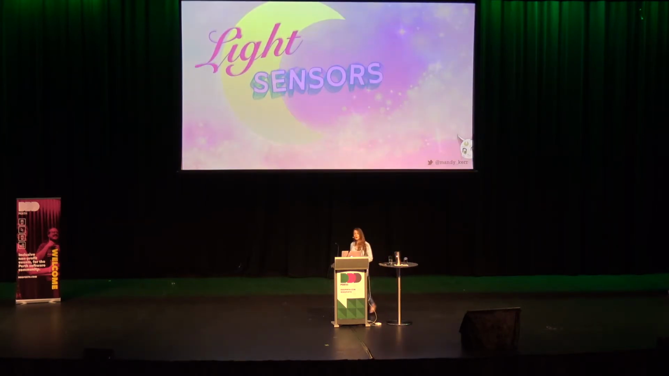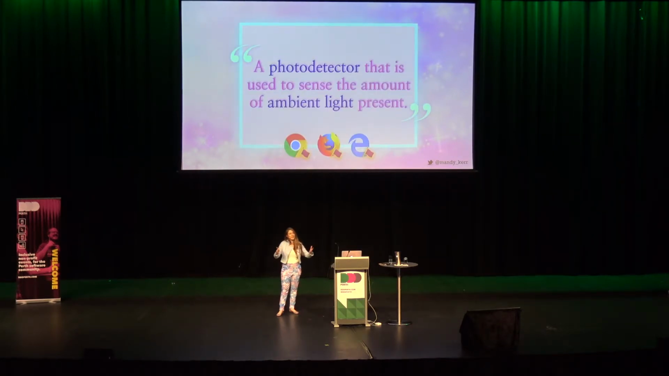And that brings me to the last one, which is my favorite. I like to experiment with the light sensors a lot because I think they're the most interesting and the most versatile of the sensors on the web. And basically, the ambient light sensor is a photodetector that's used to sense the amount of ambient light that's in the room.